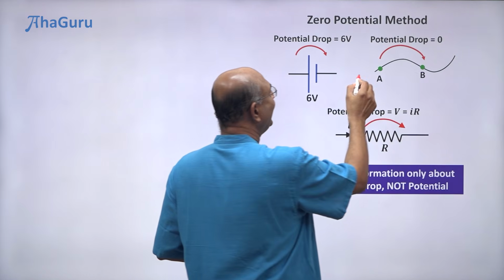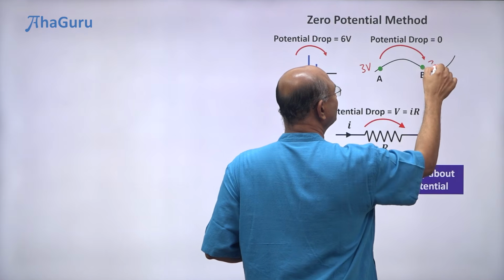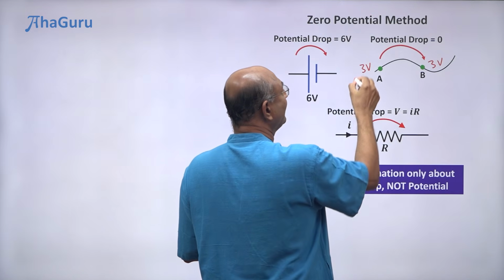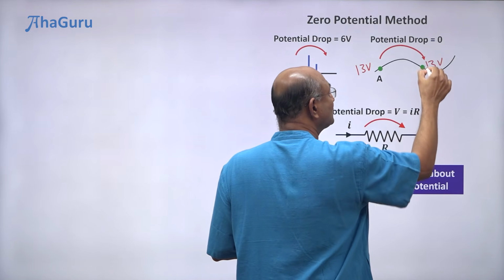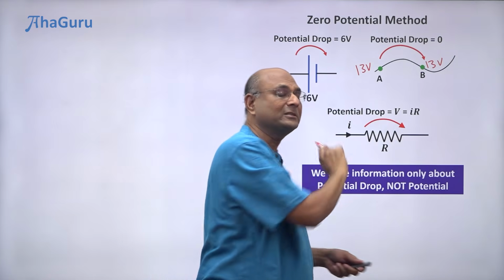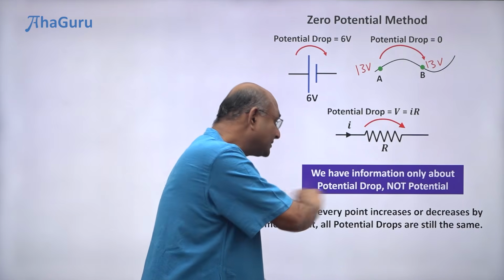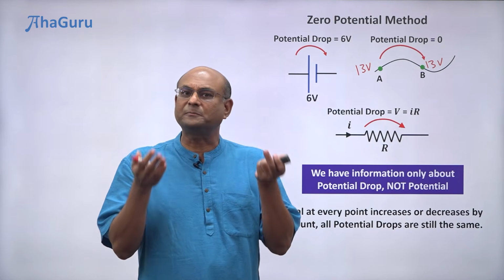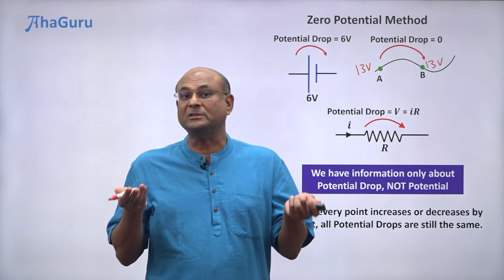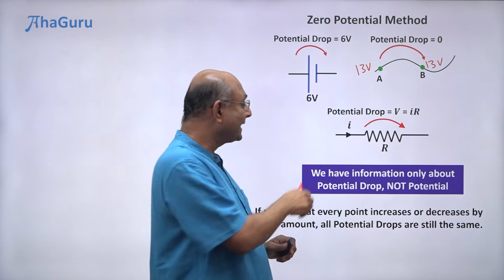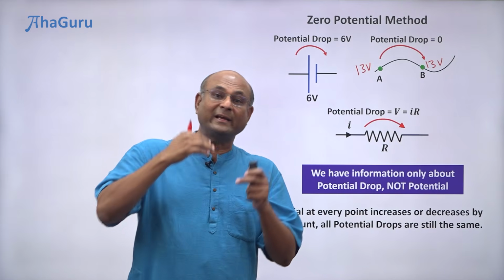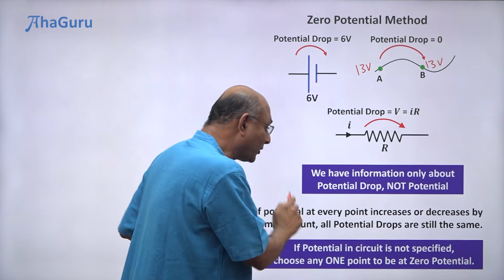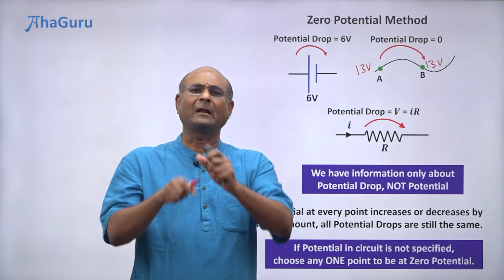That means if I had 3 volts here, this also is 3 volts, right? Potential drop will be 0. But suppose I increase this by 10, I made this 13 volts, then this also I increase by 10, 13 volts, still the potential drop is 0. So potential at every point, if I increase or decrease by the same amount, all the potential drops will be the same. But the only information we have is potential drop, not potential. So that means I can keep on decreasing the potential or increasing the potential till at one point I make it 0, right?